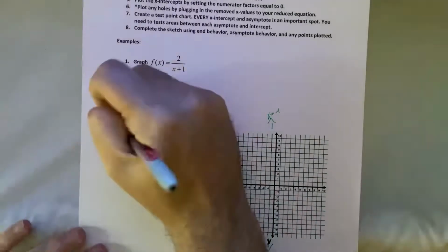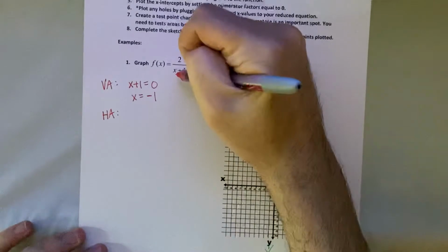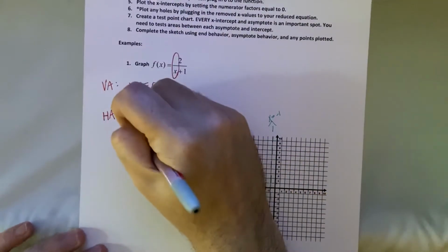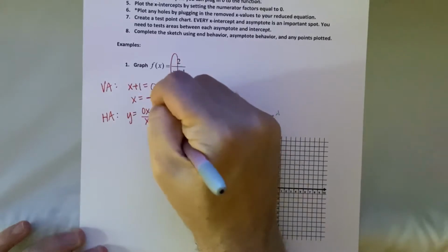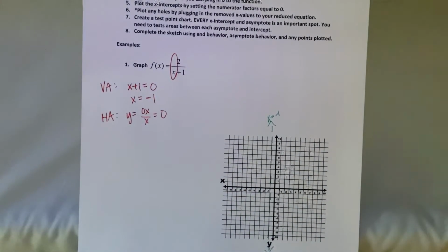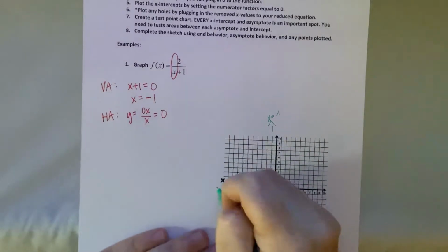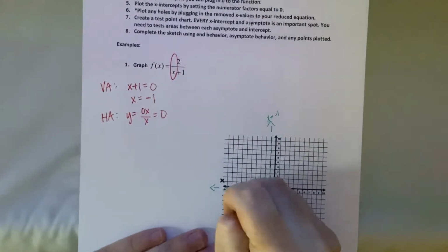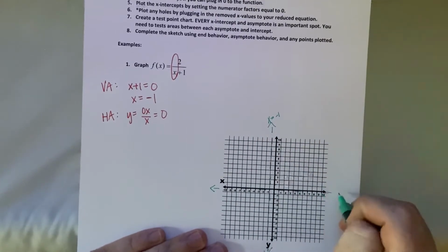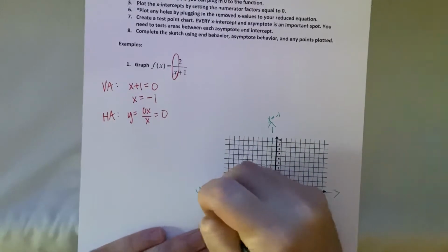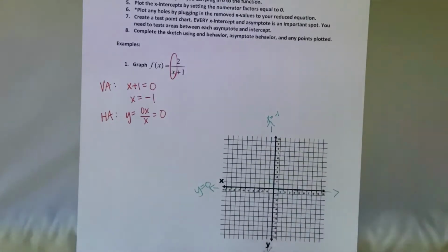Our horizontal asymptote, again, the leading power of x, y equals 0x over x, which is just 0. At y equals 0, we do the same thing. Now y equals lines are horizontal. This one's going to be on top of the axis, so it's going to be extra hard to see, but it is there. I label them just so we know where they are.